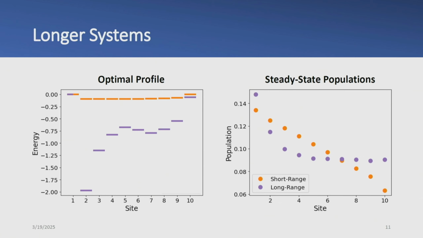Here, the orange, the short range, you can see, like with the 3-site system, it's very flat, kind of bowl-like. And the populations decrease linearly, again, which is what we expect to see. We want to promote transfer down a population gradient.